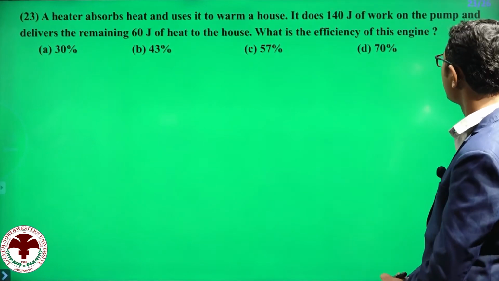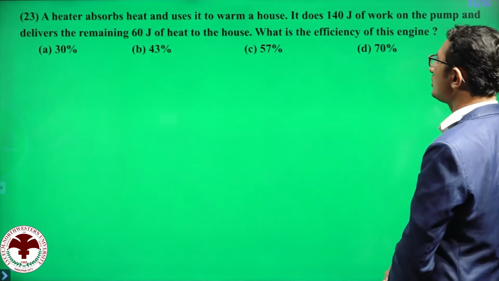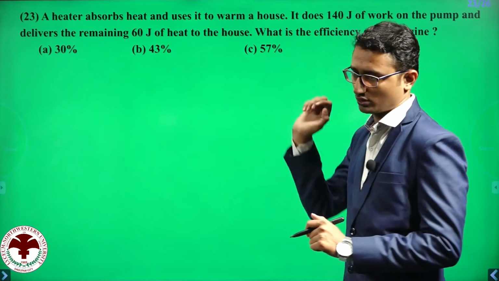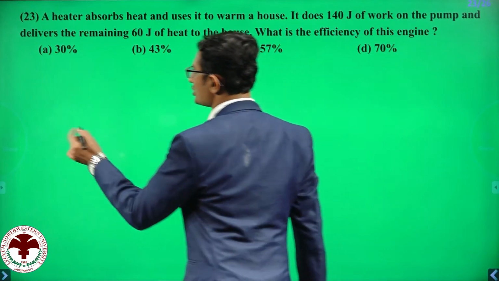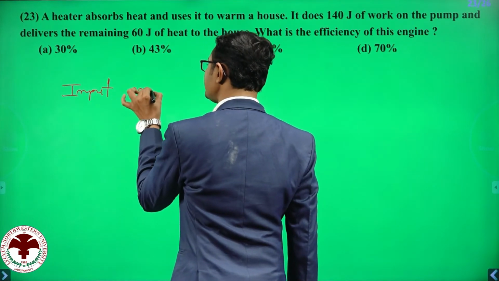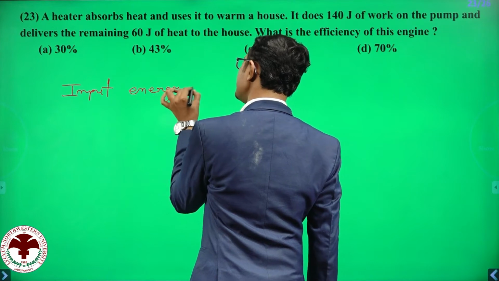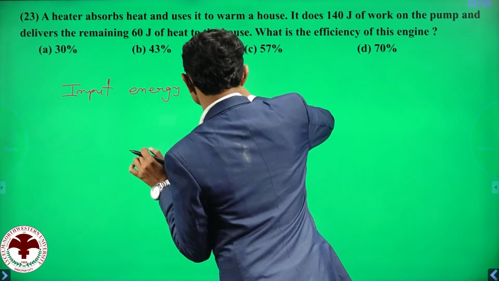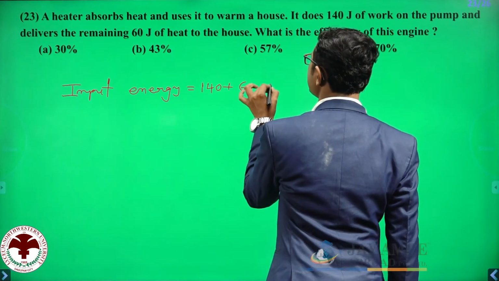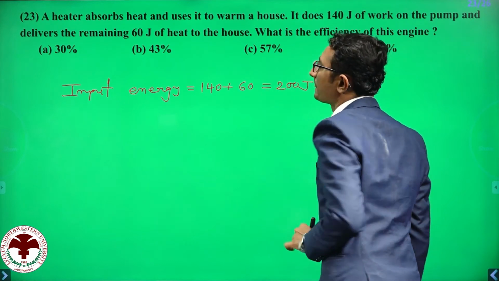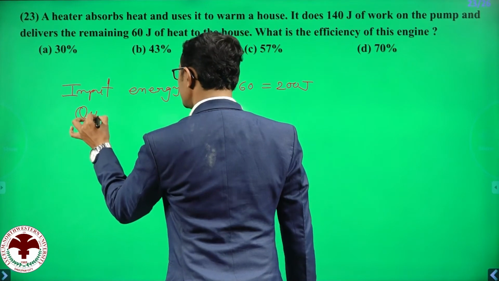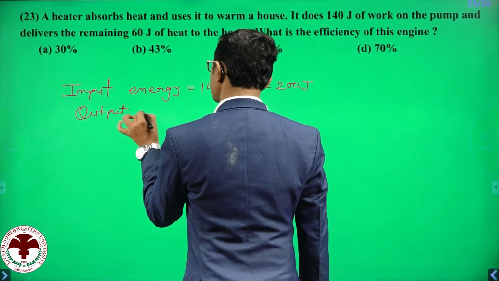It does 140 joule of work on the pump and delivers the remaining 60 joule of heat to the house. It means it is using 140 joule plus 60 joule. So we can say input energy is 140 joule plus 60 joule. It is 200 joule. And output energy is what? Output is only 60 joule.